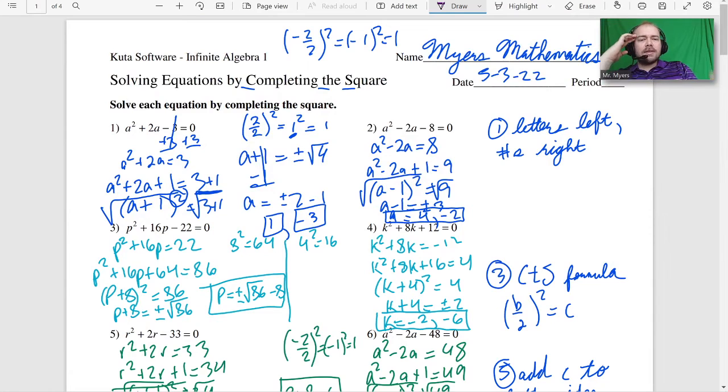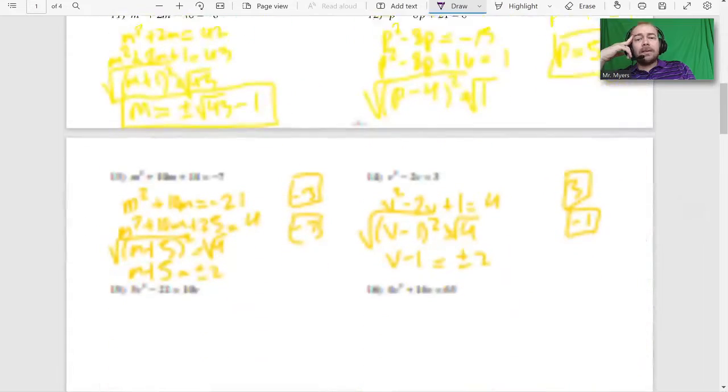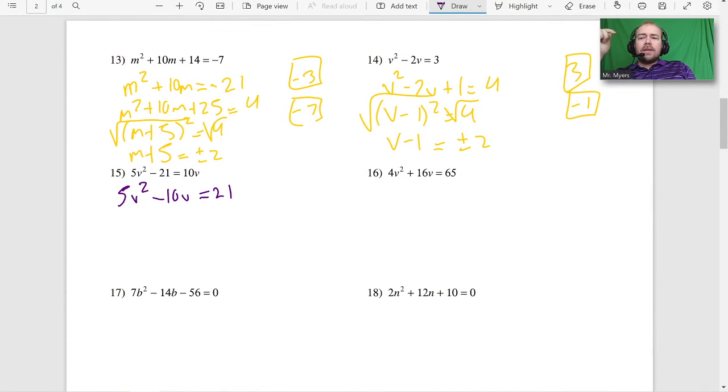Here's step 2. Let me insert step 2 here. So step 2, we want to factor out A. Okay, so what's A? Well, A is the number in front of the square term. B is the number in front of the not square term. And C is the number by itself, right? A, B, C. Ax squared plus bx plus c. Quadratic formula stuff.